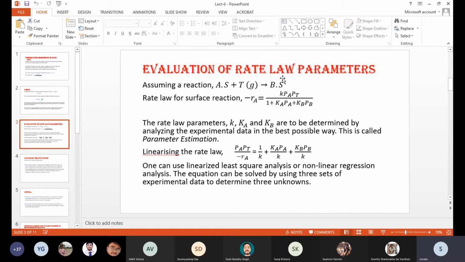Now, evaluation of rate law parameters. What are called rate law parameters? Let us see, assuming a reaction A on site S plus T, where T is in the gas phase, say T is not adsorbed, giving us the product B, which is adsorbed on surface site S.